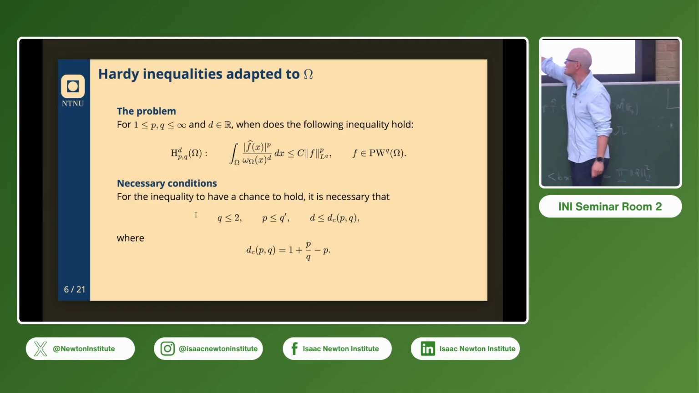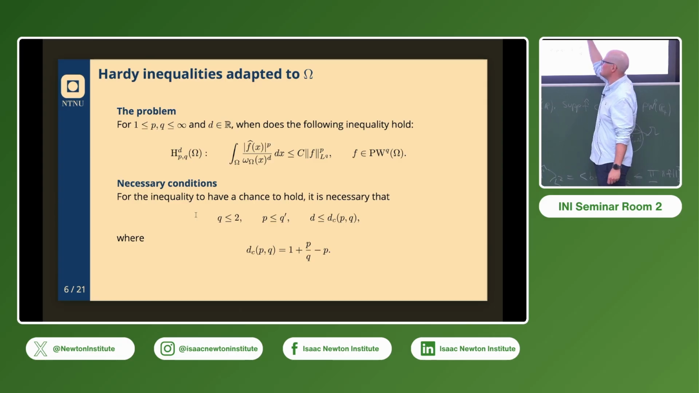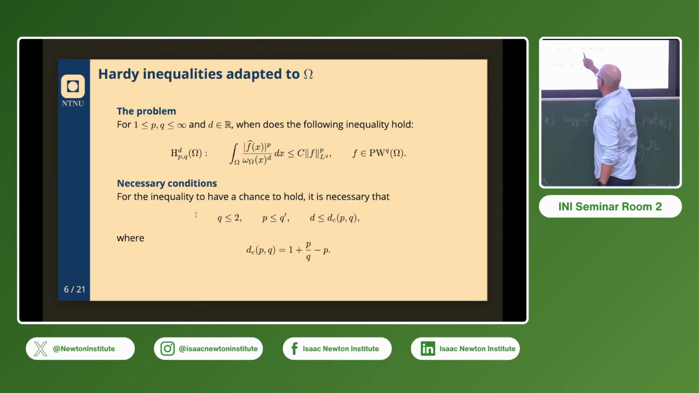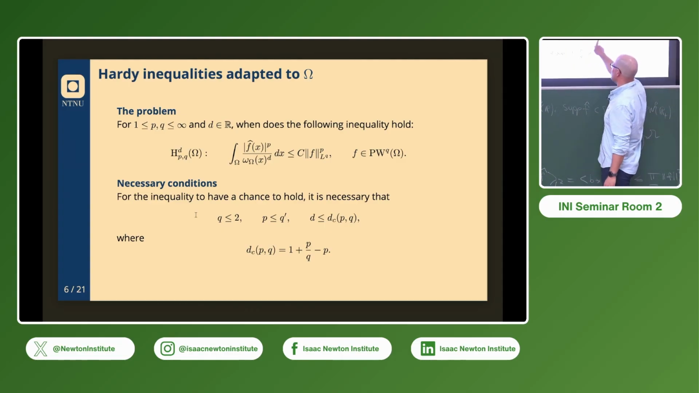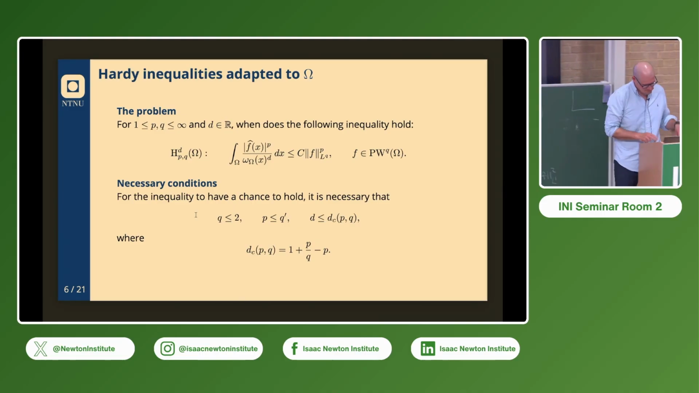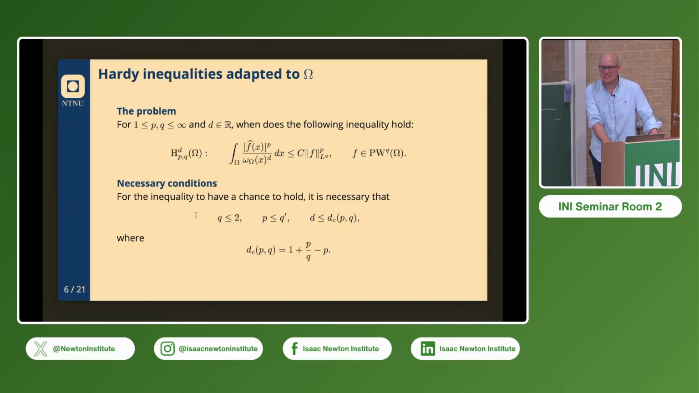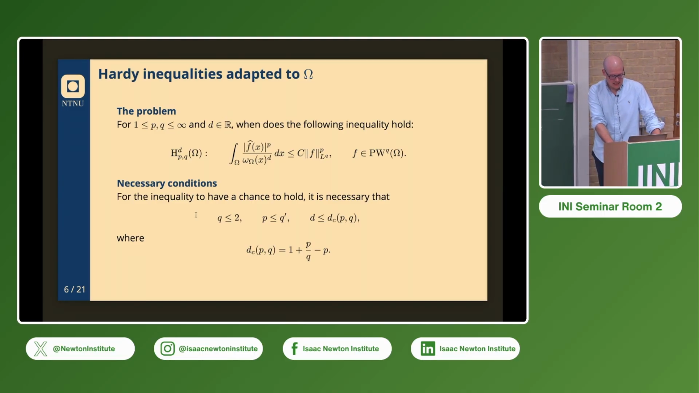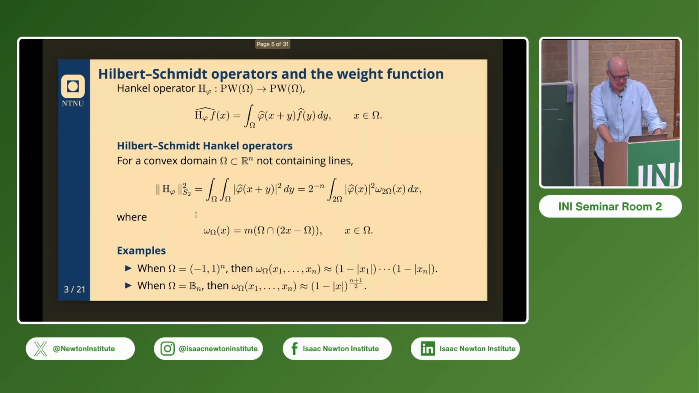So q has to be less than or equal to 2, otherwise it doesn't work. p has to be less than the dual index of q, the Hölder conjugate. And also you can see by testing on a box, in a level set of this, that d has to be less than this kind of critical index. Or, again, what is the omega? Yeah, that's the weight. That's a good point.